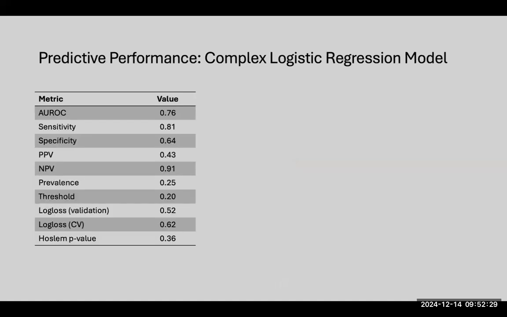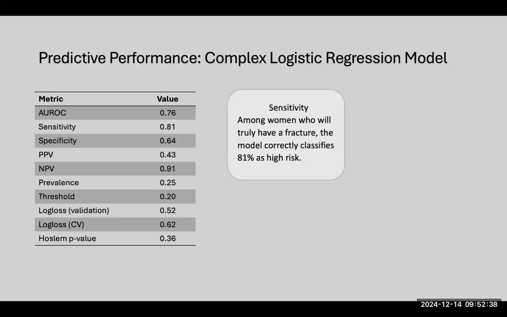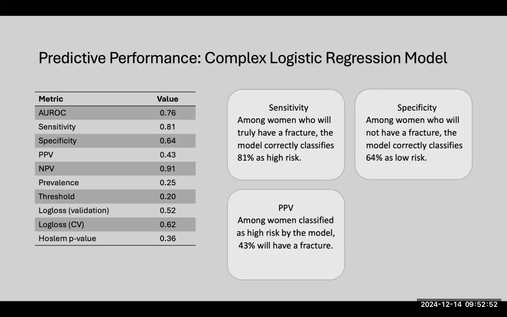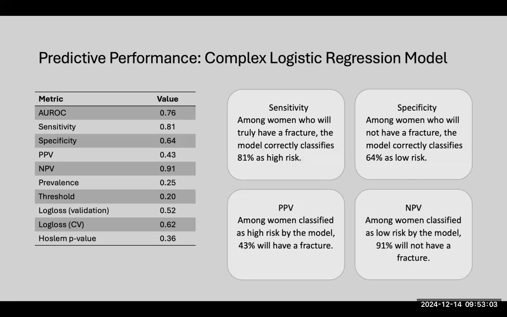So these are the metrics resulting from the model. The area under the ROC curve is 0.76. For sensitivity, among women who will truly have a fracture, the model correctly classifies 81%. Among women who will not have a fracture, the model correctly classifies 64%. For PPV, among women classified as high risk by the model, 43% of those positive classifications will actually have a fracture. And for NPV, among women classified as low risk by the model, 91% will not have a fracture.